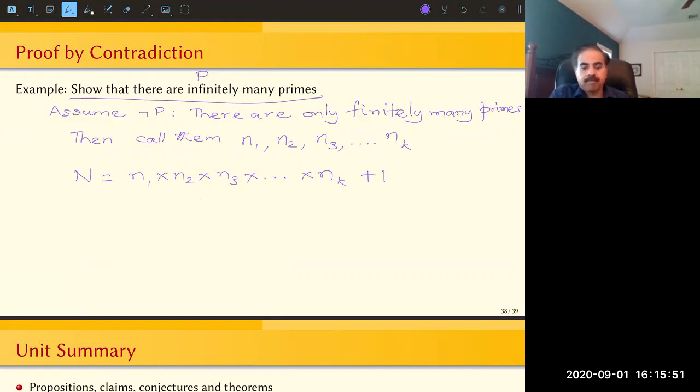The claim is that this n, which is the product of these finitely many primes plus 1, is a prime number by itself. Why? Because what's the definition of a prime number?